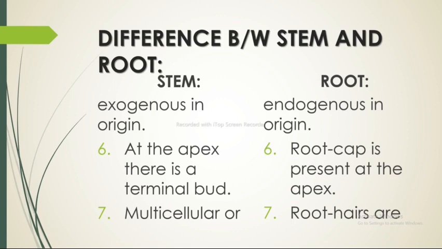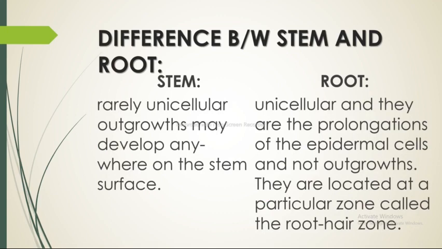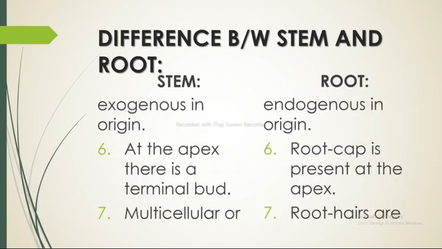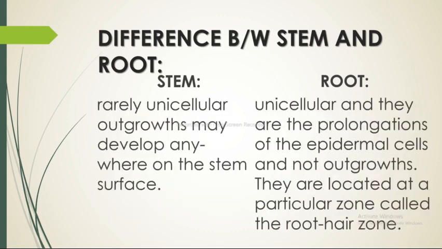Stem, the multicellular or rarely unicellular outgrowths may develop anywhere on the stem surface. Root, the root hairs are unicellular and they are the prolongations of the epidermal cells and not outgrowths. They are located at a particular zone, and that zone is called root hair zone.